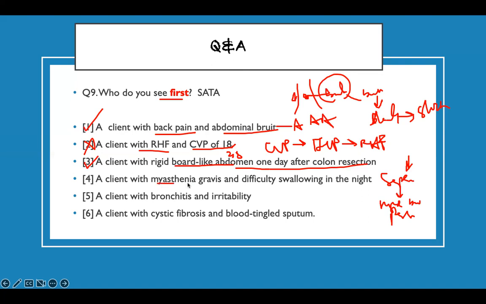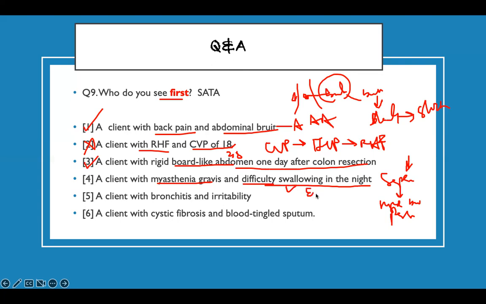A client with myasthenia gravis and difficulty in swallowing at night. That's a problem. You know these people, they need acetylcholine to function, okay? You give them acetylcholine. In the morning, they're stronger, so you let them take their medication during the morning. But during the end of the day, they get weaker. He has difficulty in swallowing at night.